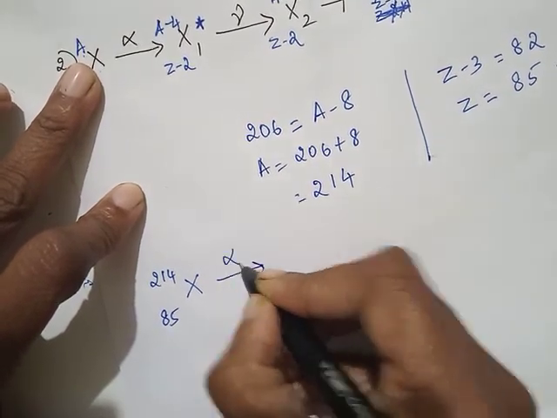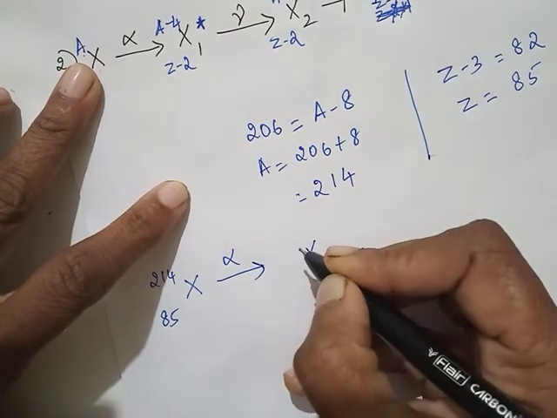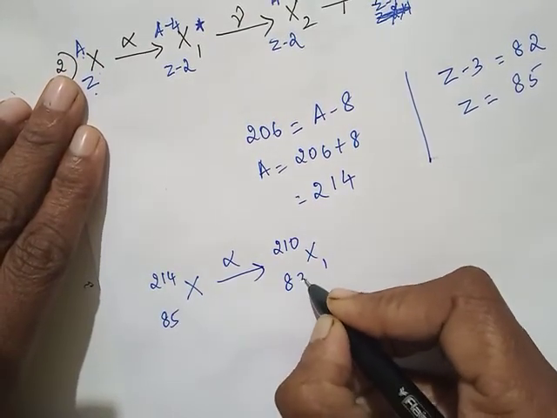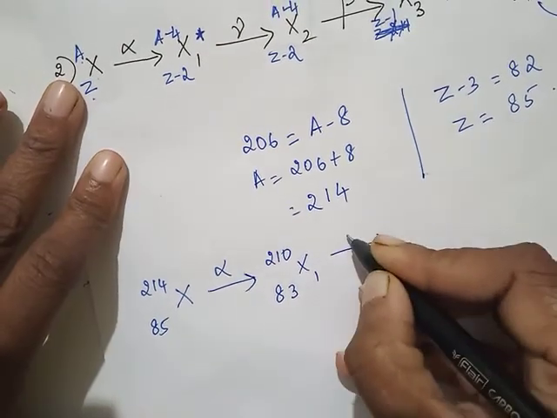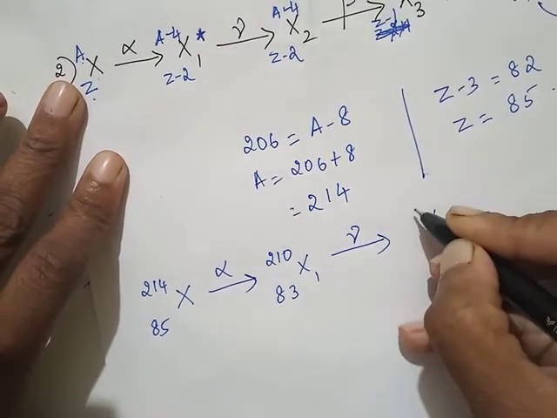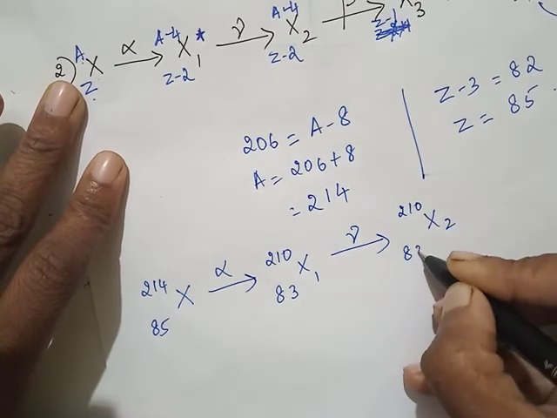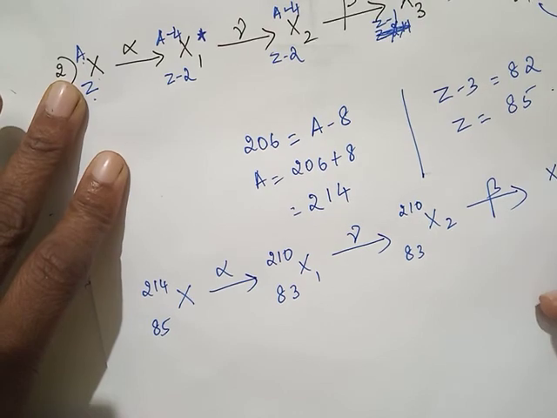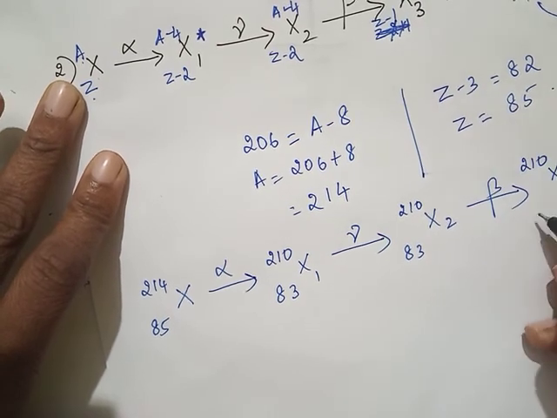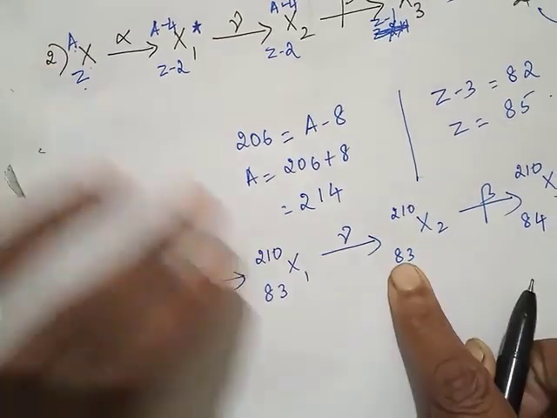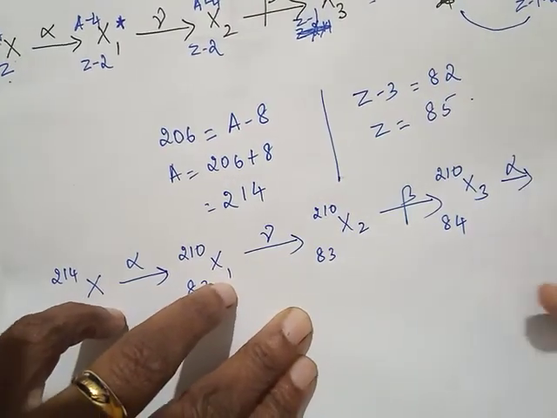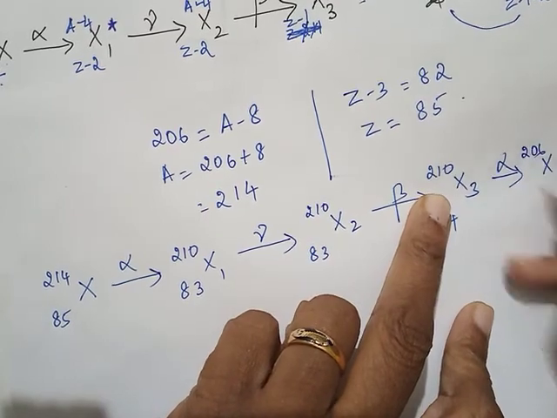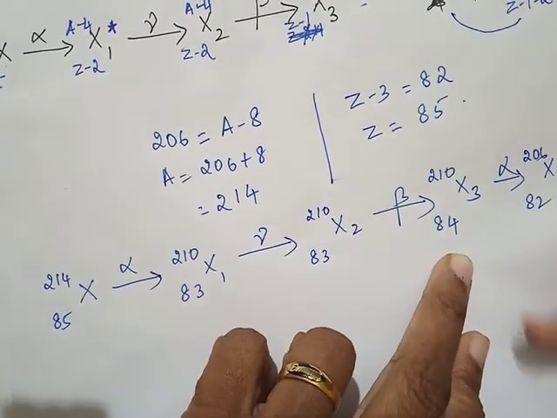And then it gives alpha, and X1 will become 210 and 83. This will give gamma, that will become 210, 83. Then it gives a beta and becomes X3. No change in mass number. Atomic number added by 1. Gives alpha, X4. Then you get this one. Finally, we'll have 206 and 82.